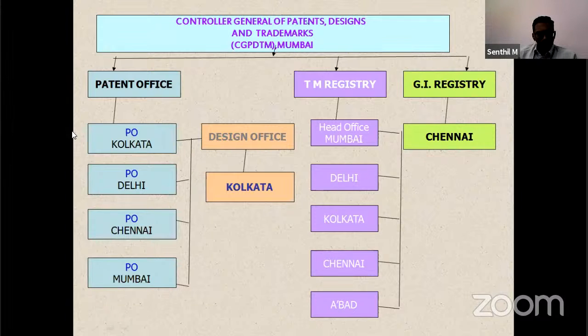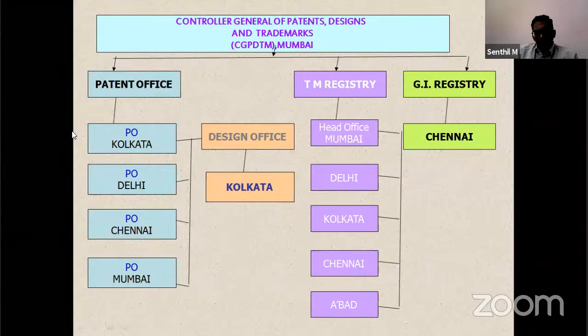Then we have 4 patent offices, and we have 1 design office at Kolkata, and we have 1 GI registry office for the entire country. It is in Chennai. The trademark offices are in different places, and there is 1 copyright registry, which is available in Delhi. All the registers are digitalized online. You need not go, you need not travel. Everything is a click of a button.